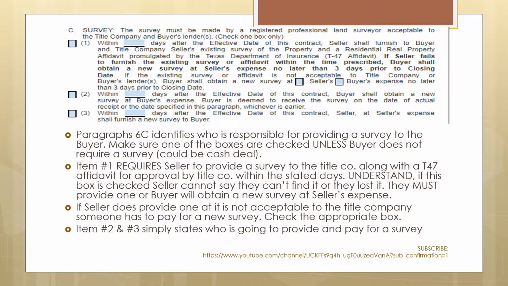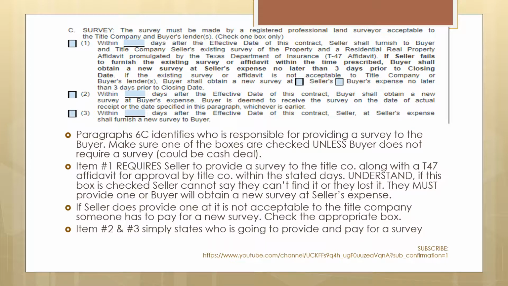Okay, paragraph 6C identifies who's responsible for providing a survey to the buyer. Make sure one of the boxes is checked unless the buyer does not require a survey. Could be a cash deal. Nobody wants to pay for the survey because a lender's not going to require it.